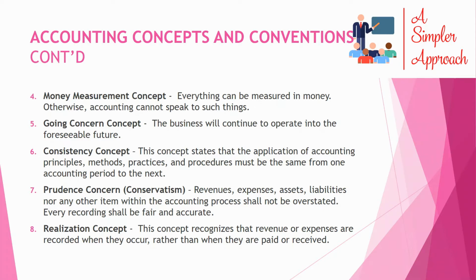The consistency concept, number six. And by the word consistency, we get an idea of what this concept is all about. All the applications of accounting that a firm is using, the principles, the methods, the practices, the procedures, they must be the same from one accounting period to the next. And an accounting period is usually a year. So you cannot use one method in year 1 and then switch to another method in year 2. No. That's not how it works.